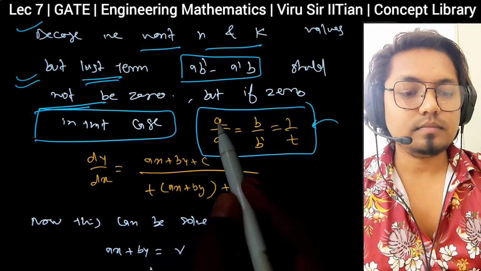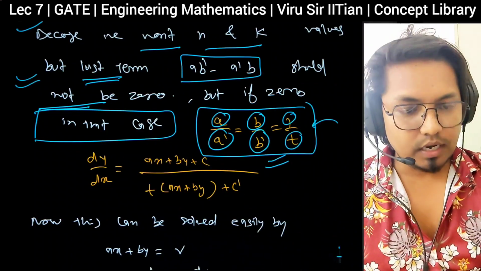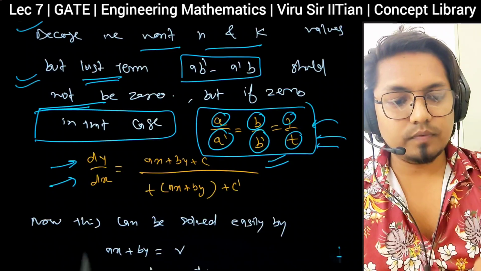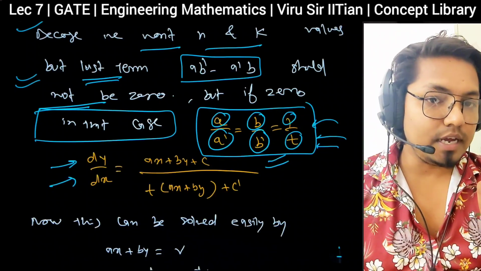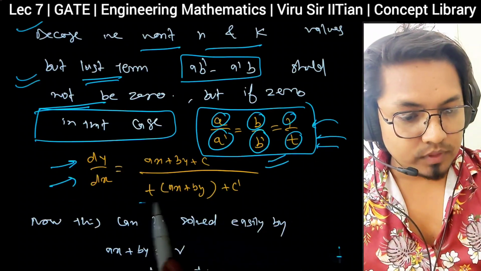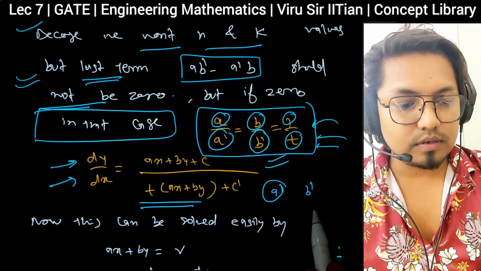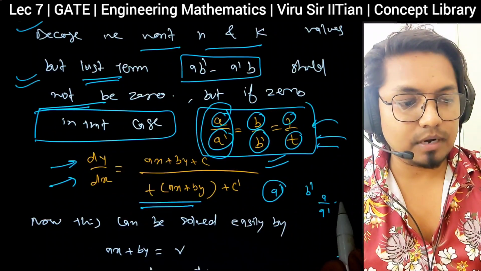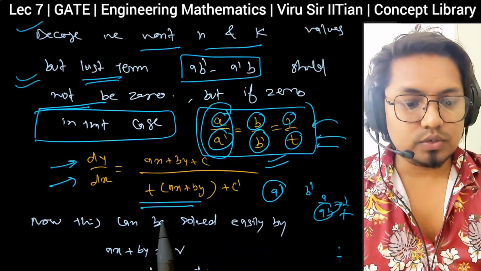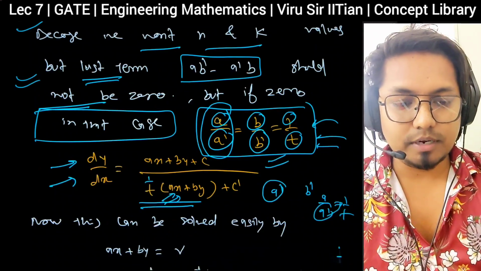Which thing? a by a dash is equal to b by b dash is equal to 1 by t. We will consider this. Now, from this, whatever is our consideration, we will substitute a, b, a dash, b dash in one format, either in a, b or in a dash, b dash. So what I am doing, at the bottom we had a prime, b prime, right? So I replaced a prime as, you see here, a by a prime is equal to 1 by t, right? So this a prime you send to this side. So a will be equal to a prime by t. So I replaced a by a prime over t and b by b prime over t here. Sorry, it should be 1 by t.